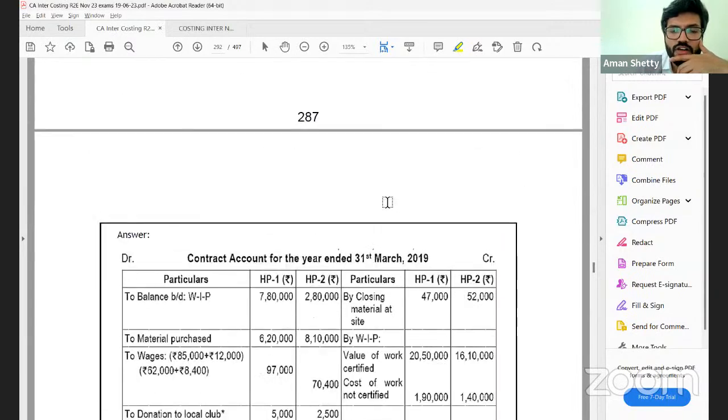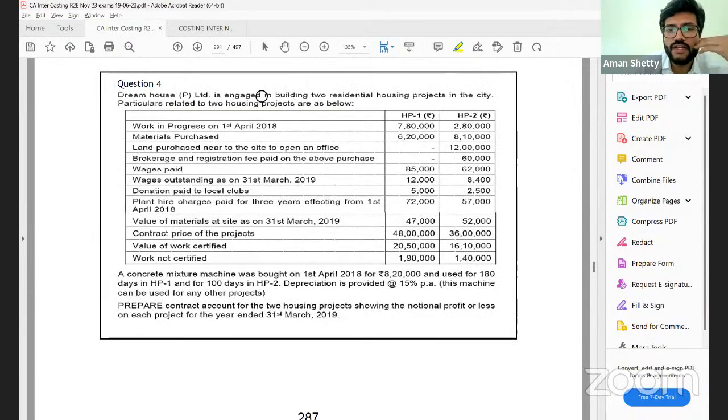Yeah, this problem you guys solve it. Okay, this problem also you solve. Dream House Limited is engaged in the building of 2 residential housing projects in the city. Particulars related to 2 housing projects are as below.